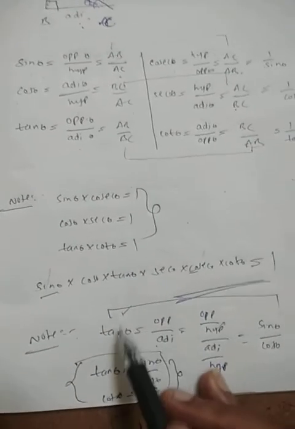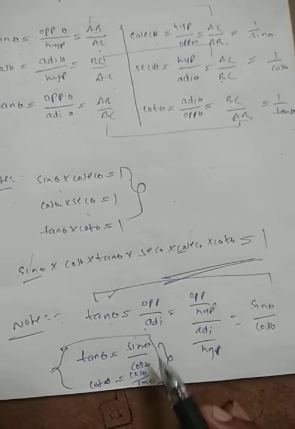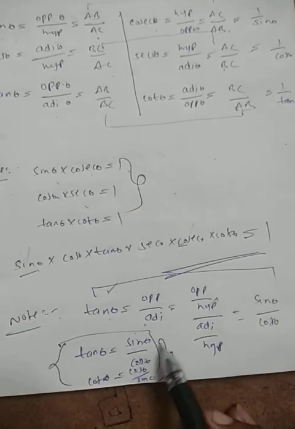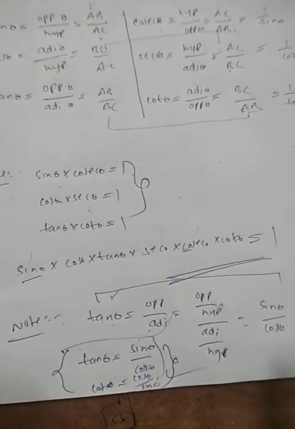Now one inspection I made here. The product of reciprocals is 1. Tan theta can be given as sin theta by cos theta. Otherwise, you can take it directly also: opposite by hypotenuse, adjacent by hypotenuse, the hypotenuses will be cancelled, and you will get opposite by adjacent only. We can go that way also.